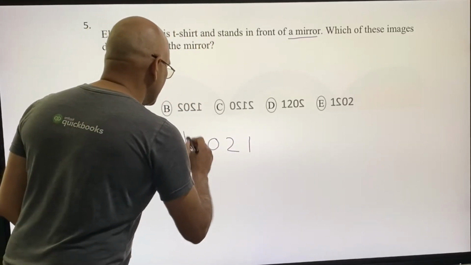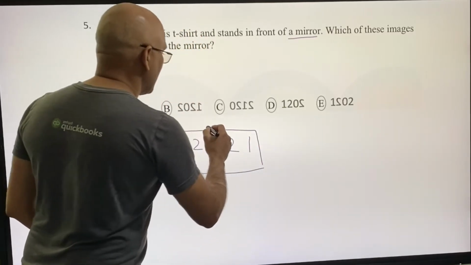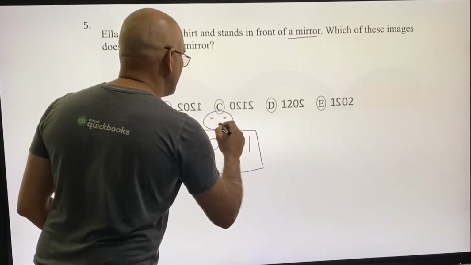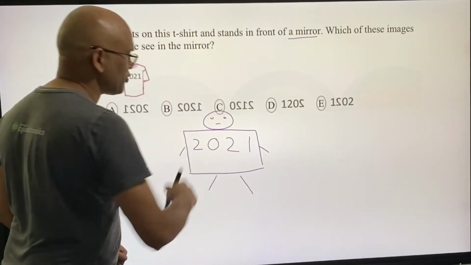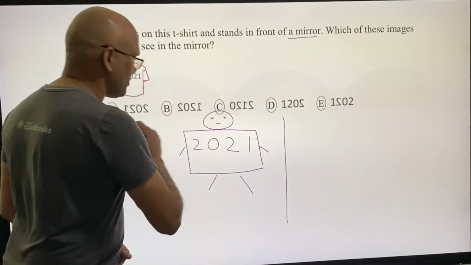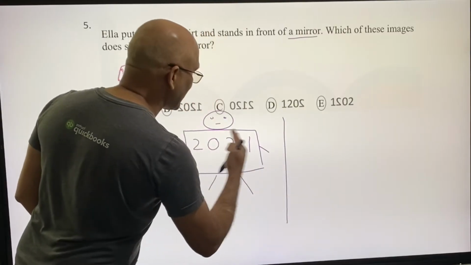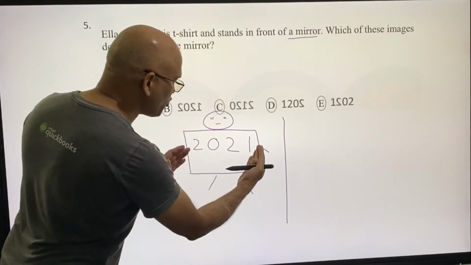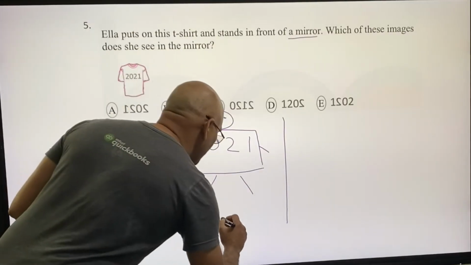Put it on a t-shirt. This is a t-shirt actually, and then put it on me. Okay, so this is me wearing the t-shirt, written 2021 on it, and then this is the mirror. Okay, so mirror is like this. I'm standing in front of the mirror, but I have drawn myself slightly tilted so that we can see it, right? So this is me.